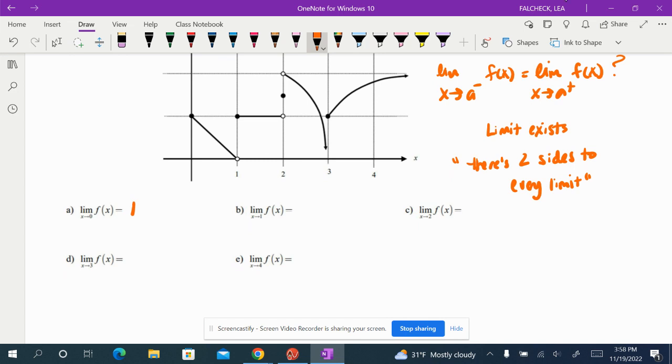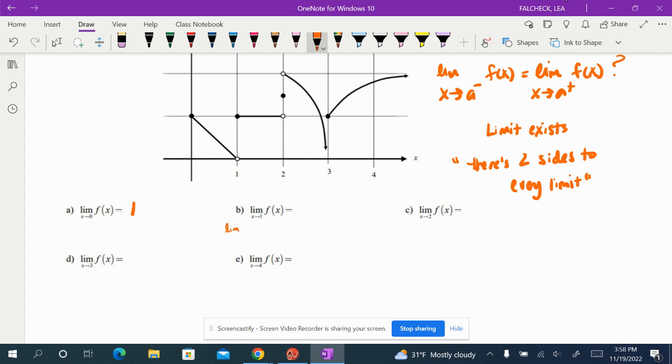For B, the limit as x approaches 1 of f of x. Well, let's go ahead and see. As we get to 1, there's something happening on the left-hand side and there's something happening on the right-hand side. So let's go ahead and evaluate what's happening on the left and what's happening on the right and see if they match. If they match, the limit exists. If they don't match, the limit does not exist.